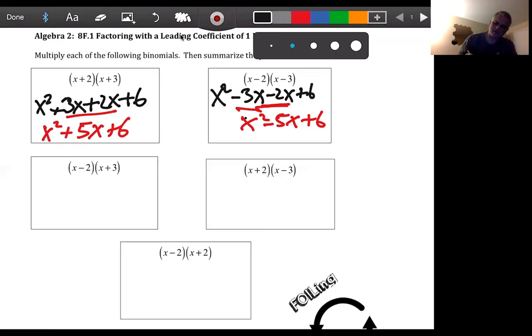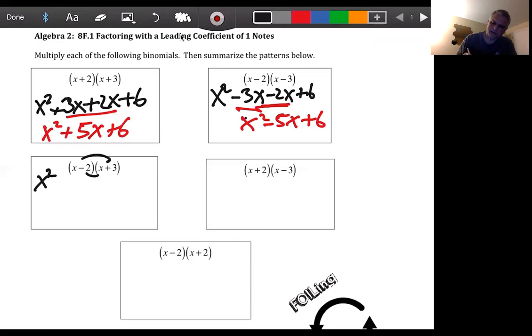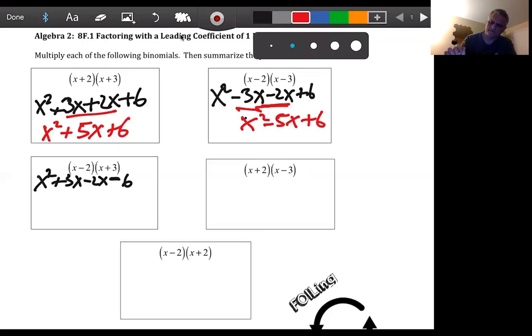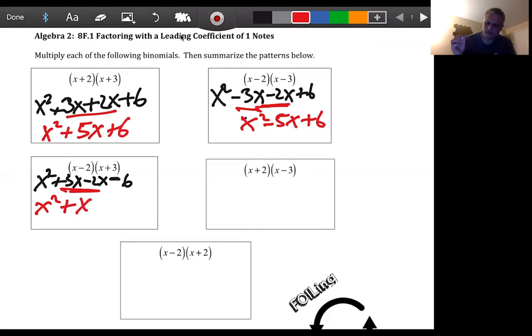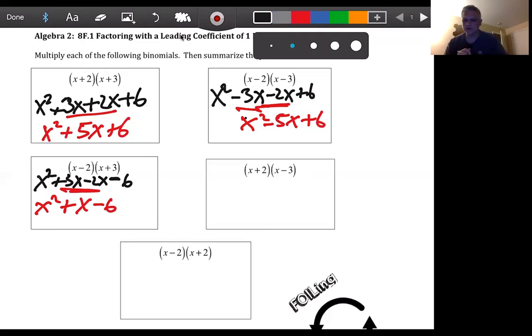All right. So again, we're going to FOIL this one. So we got x squared plus 3x minus 2x. So plus 3x minus 2x. And now minus 6. Okay. So we've got x squared. 3x minus 2x is 1x. So plus 1x or plus x minus 6. Okay, so far so good.